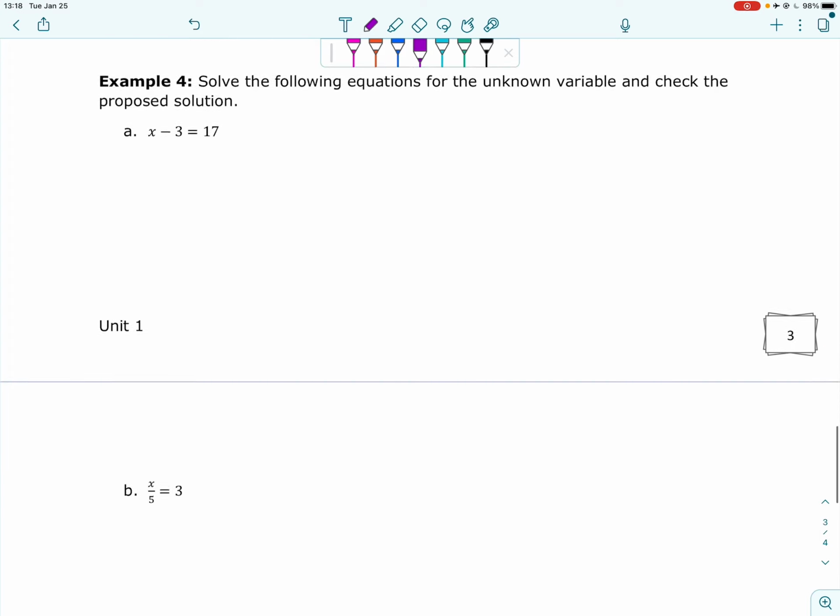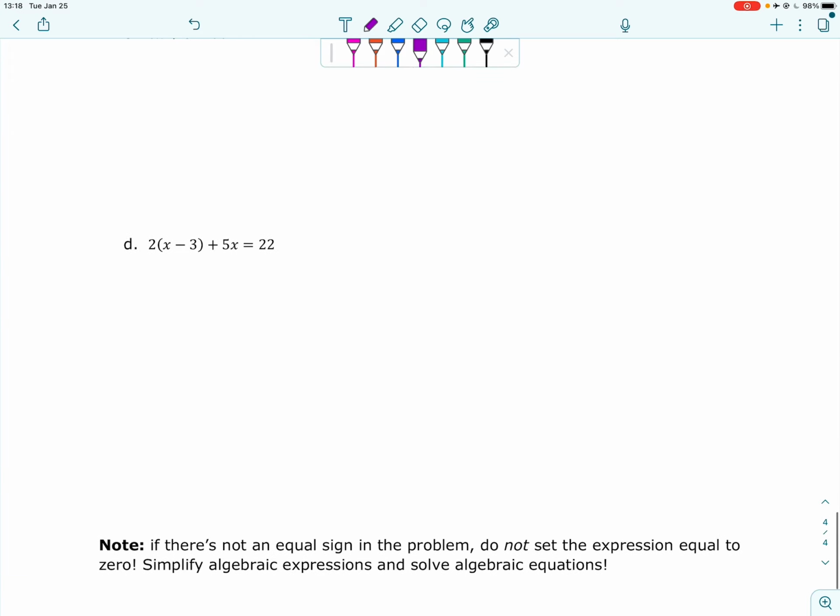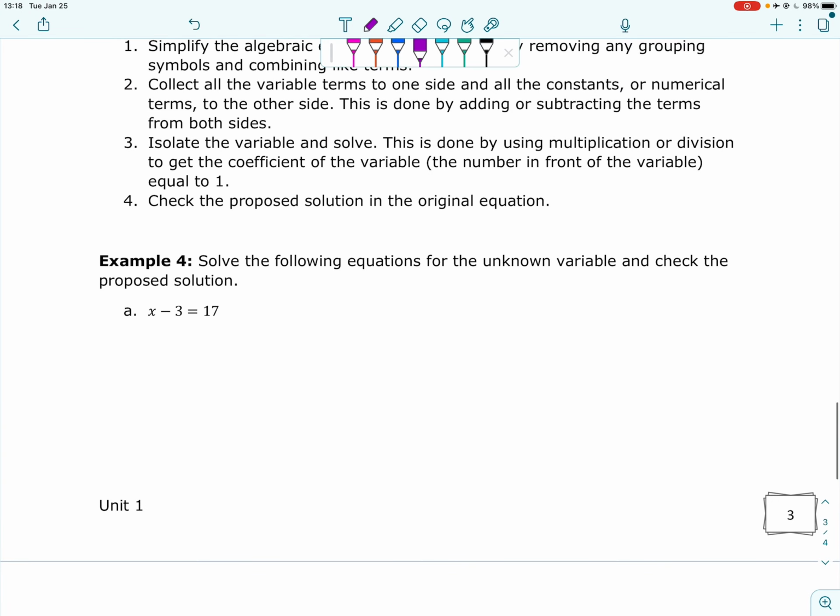So I have, how many examples? 4 examples that we're going to go through. So the first one says x minus 3 equals 17. So I want to find out what value for x makes this equation true. So to do that, I have minus 3, and this is a constant, this is a constant, and this is a variable. So right now I have two constants, and they're split by the equal sign. So I want to move this minus 3 over to the other side.